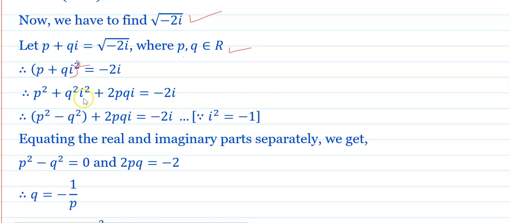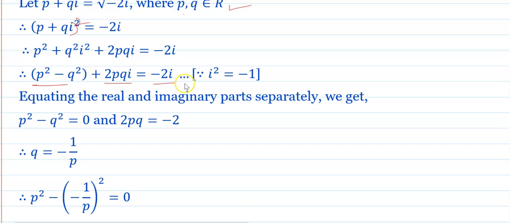What is i square? It is minus 1. So p square minus q square, this is the first one. Second, 2pqi is equal to minus 2i. Now, is p square q square a real part? It is not on the right hand side. Therefore p square minus q square is equal to 0.